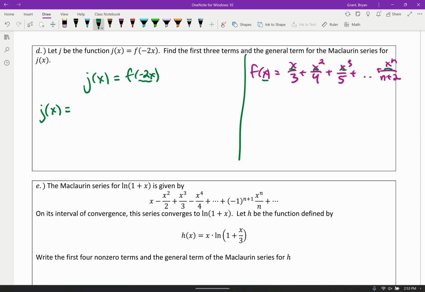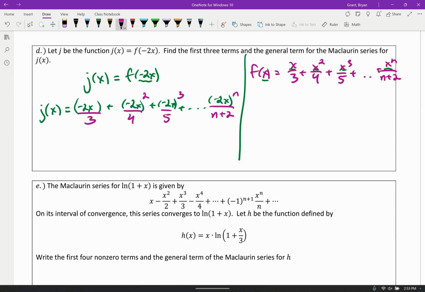That's our function notation. So we're going to have negative 2x plus negative 2x plus negative 2x. I'll fill in the blanks in just a second. Negative 2x. Then I'll do the rest in purple to match my series. Over 3, over 4, over 5, and this is to the nth over n plus 2. And we're pretty much set. Oops, I forgot my square and cube.